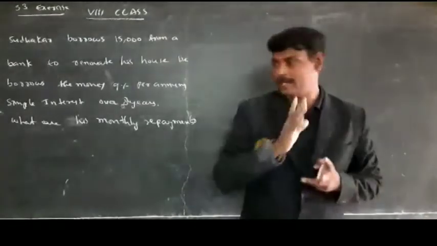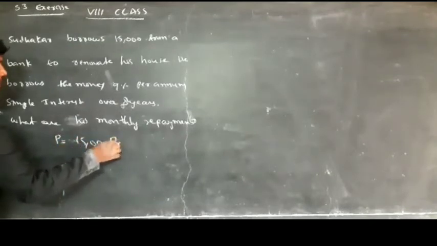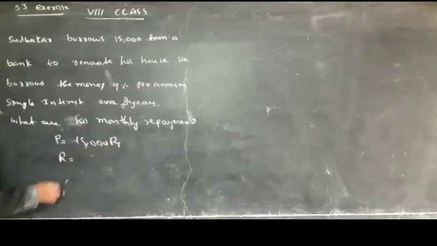You have to find it. What is the borrowed amount? Principal amount P is equal to 15,000. What is the rate of interest? R is equal to 9%. And what is the time duration? 8 years.